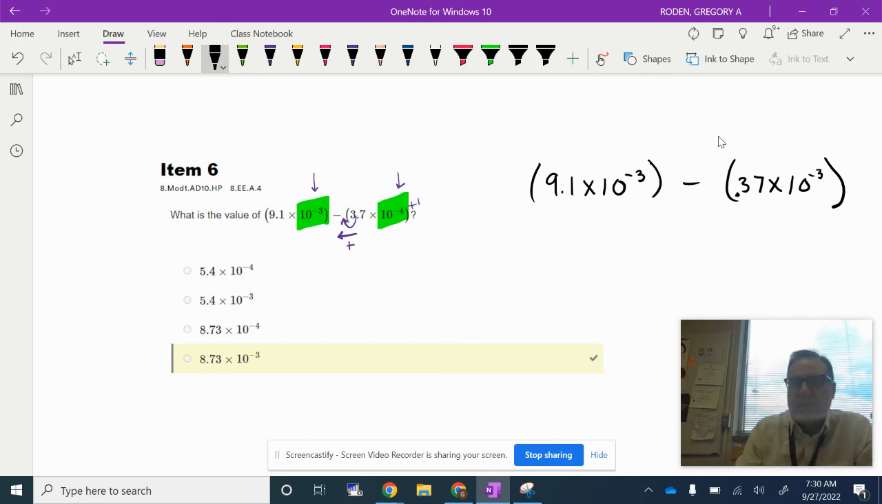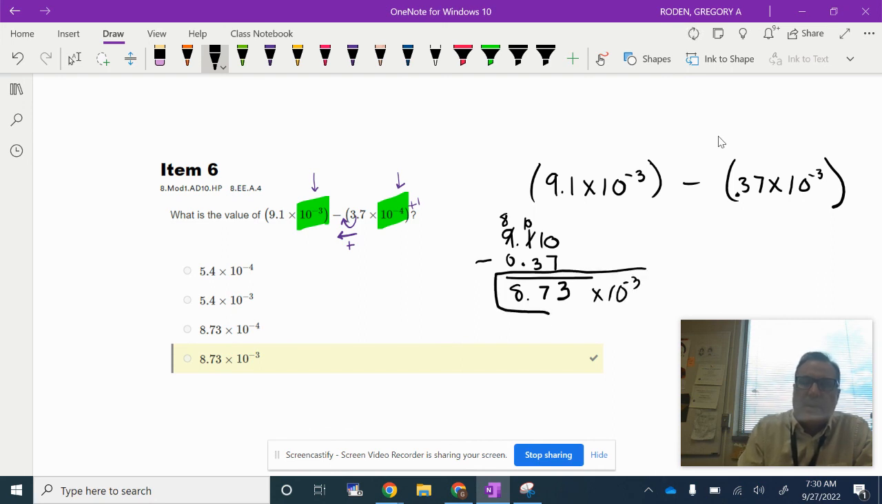Now we're in good shape here because we have chickens and chickens, 10 to the negative thirds and 10 to the negative thirds. So we'll just subtract 9.1 minus 0.37. Got to line your decimals up, right? And so can't take 7 from 0, so we'll make that a 10, and that's a 0. And 10 minus 7 is a 3. Can't do that, so that's an 8. 10 minus 3 is 7. 8 minus 0 is 8. So I'm getting 8.73 times the common 10, which is negative 3. And there it is right there. And we're done. And that's how you do that problem.